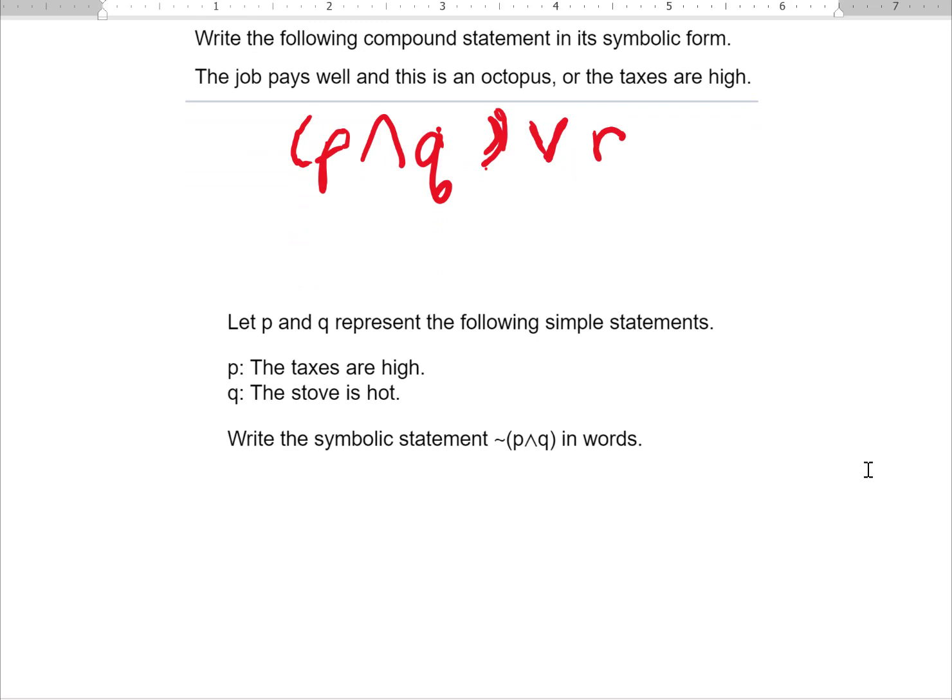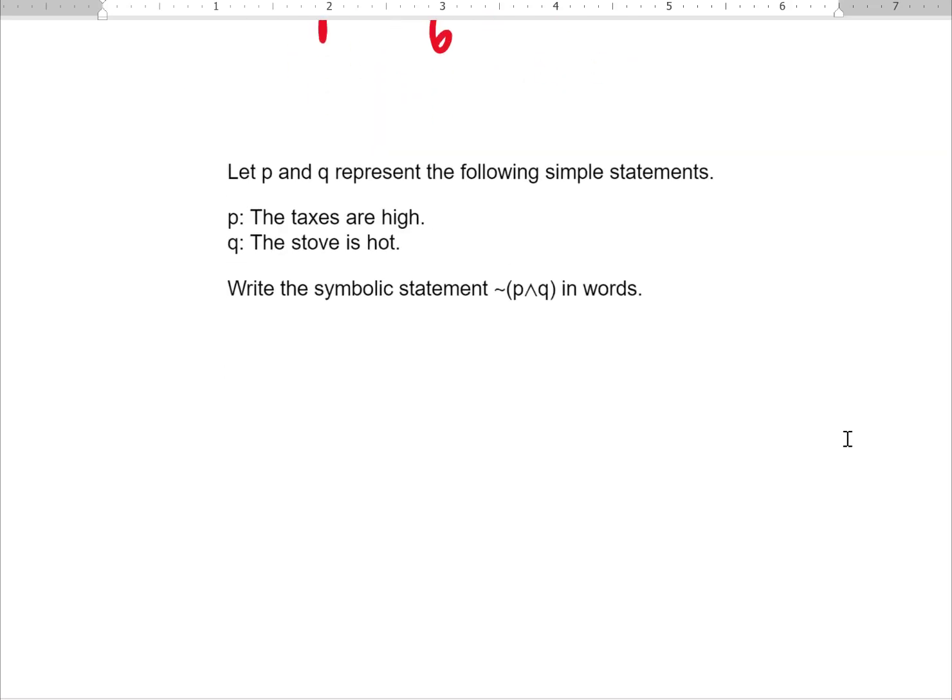This time we're going from the symbolic statement back to the words, and we want to write this symbolic statement in words. We're going to let P be the simple statement, the taxes are high, and Q the simple statement, the stove is hot. It starts out with a negation, and we're going to use the wording, it is not true that, or you could also use it is false that. It is not true that the taxes are high and the stove is hot.